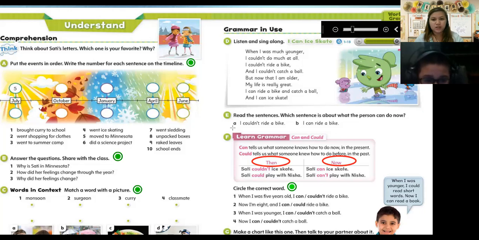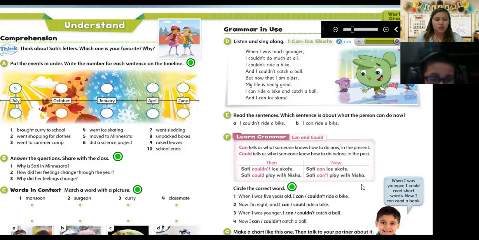Okay, so as you can see, then, that was before. Sati couldn't ice skate. Sati could play with Nisha. So it means that Sati knew how to play with Nisha in the past. And then now, Sati can ice skate. Sati can't play with Nisha. Sati can ice skate: this is what Sati can do in the present. And Sati cannot, meaning Sati can no longer play with Nisha, because Nisha is in Mumbai and Sati is in Minnesota.